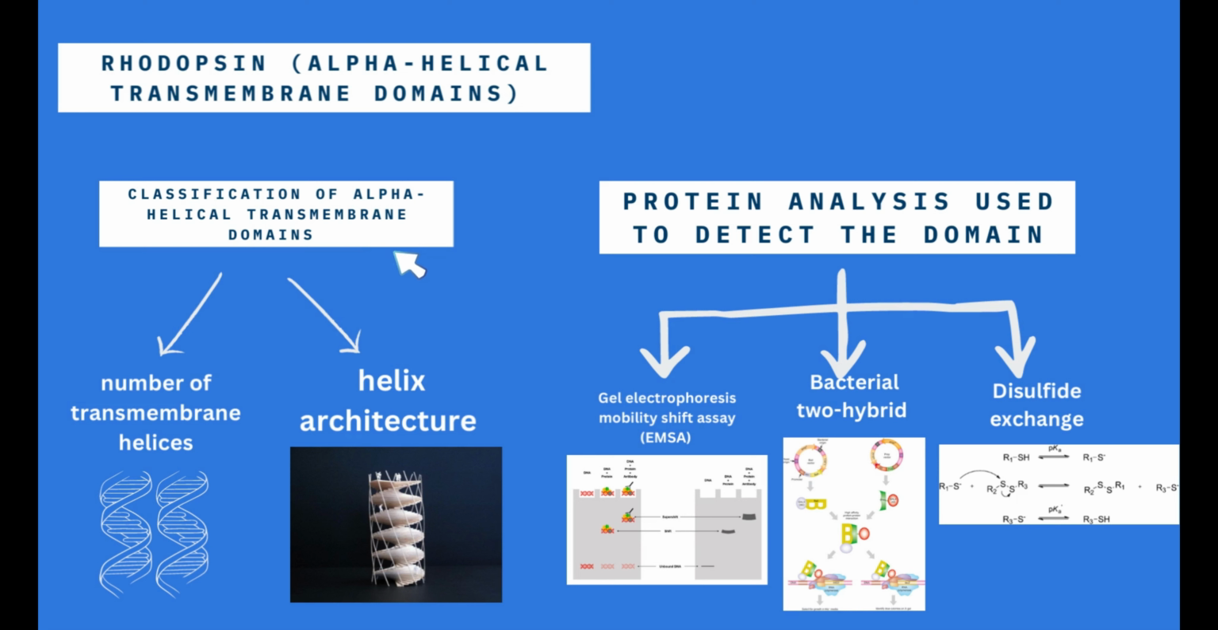A few protein analyses are used to detect alpha helical transmembrane domains, which are the electrophoretic mobility shift assay (EMSA), which is used to detect protein-nucleic acid complexes, disulfide exchange that examines the mechanism of the conformational change utilizing the modified cysteine and disulfide bonds, as well as the genetic approach of the bacterial two-hybrid, which is used to analyze protein-DNA or protein-protein interaction.